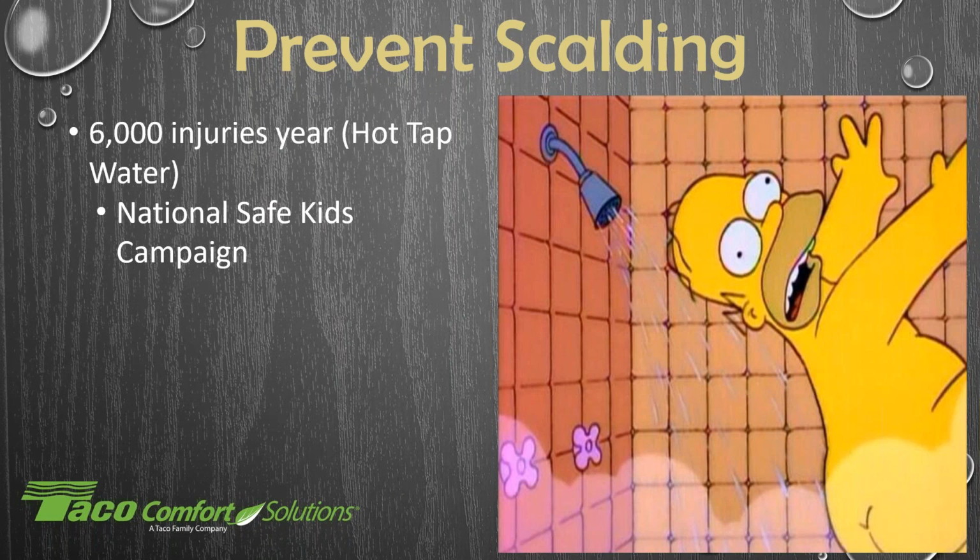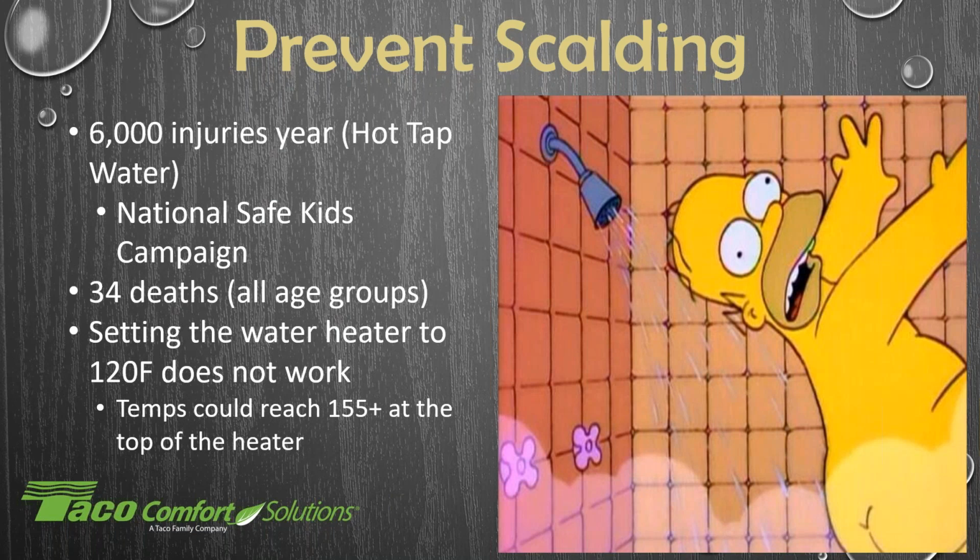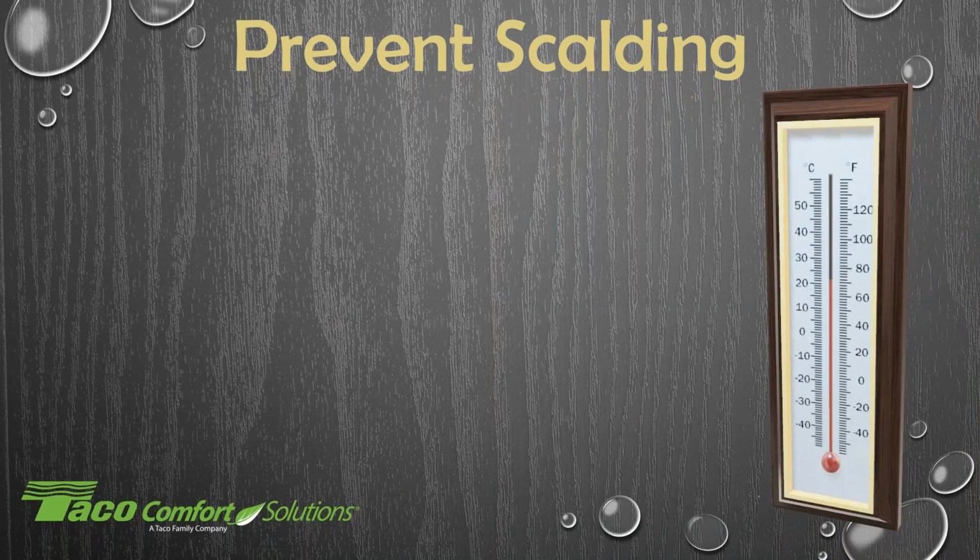But when we think about scalding issues, there are 6,000 injuries that can occur from domestic hot water. And let's say we're keeping our water heater at 115 or 120 degrees. The thermostat in the water heater is down towards the bottom sometimes, in the bottom third, and the water's going to stack and get hotter. So we can see some hotter water coming out of the fixtures throughout the house. There's a lot of information about water heaters out there. You can do some research on this and find more. But we can easily see 150, 155 degrees at the top of the water heater. So preventing scalding is one reason for putting in mixing valves.